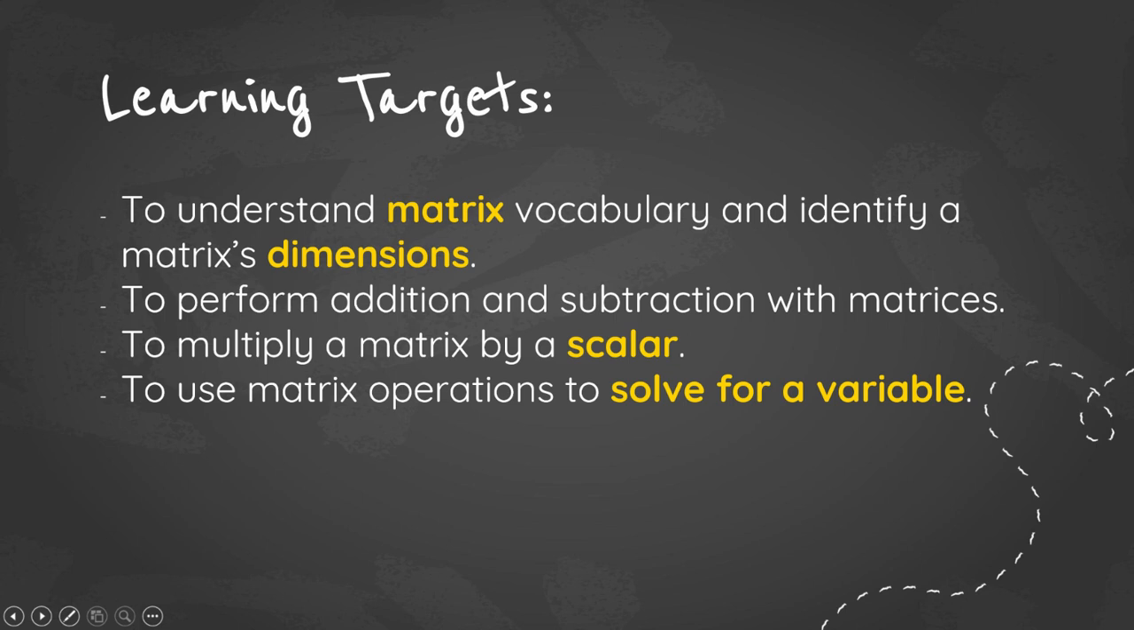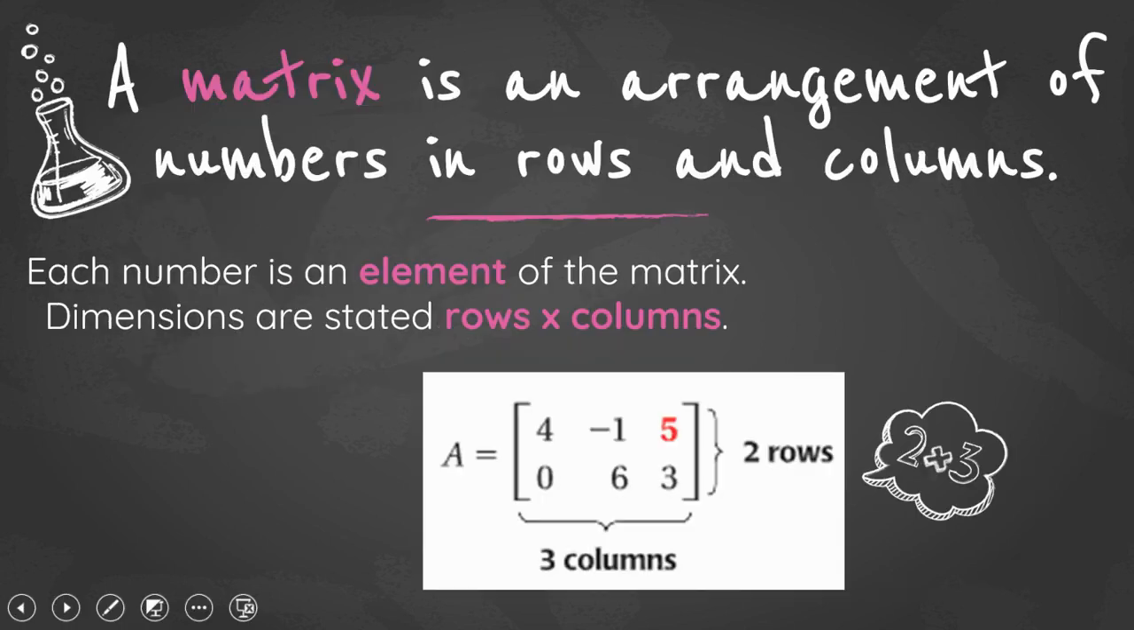There's a couple of new words on here. A matrix is simply an arrangement of numbers. The dimensions of a matrix are rows by columns, and we're going to talk about that a little bit more. A scalar is simply a constant with no variable. So when we multiply by a scalar, we multiply by 2 or 3 or 1/2, okay? So we're going to talk about all of these things as we work through.